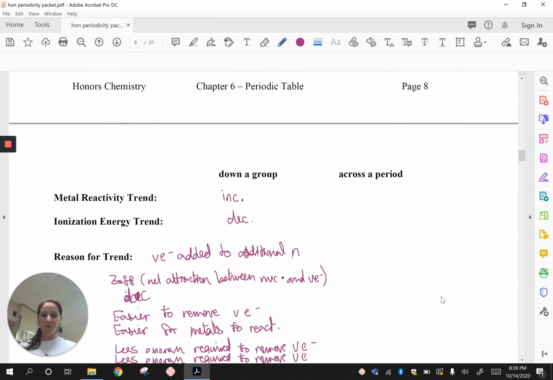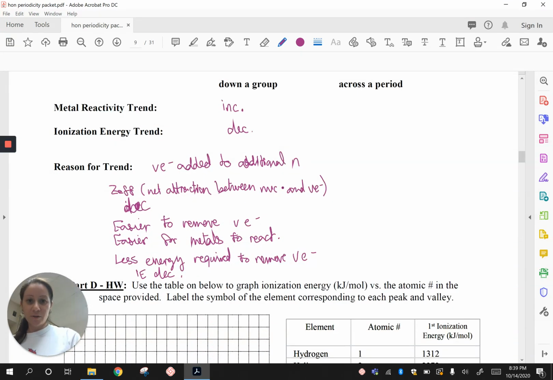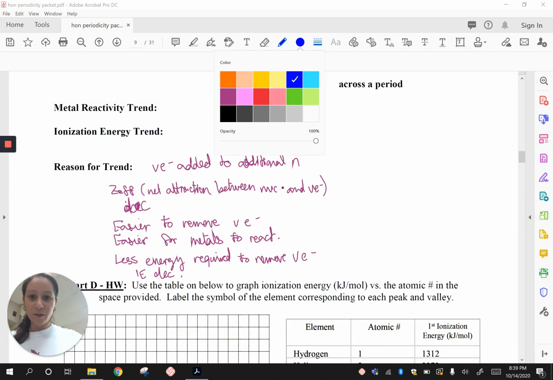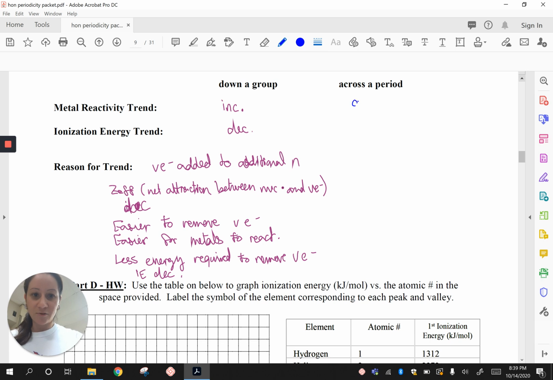So let's write that down and write down our reasons. Let's pick a different color here. So metal reactivity decreases, ionization energy increases. You'll notice that with all these trends, down and across are opposite. Why? Because down and across, the ZEF is opposite. And remember, all of these have to do with ZEF. ZEF is your best friend this chapter, right? So let's think about this.